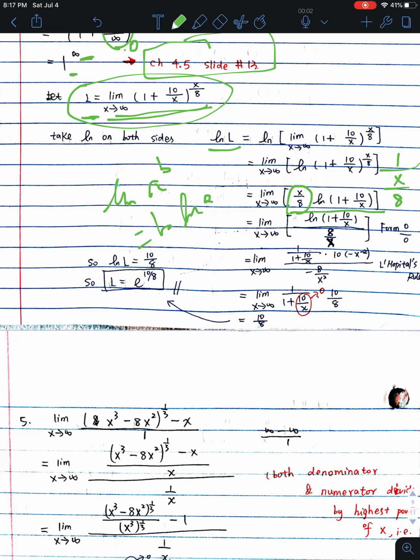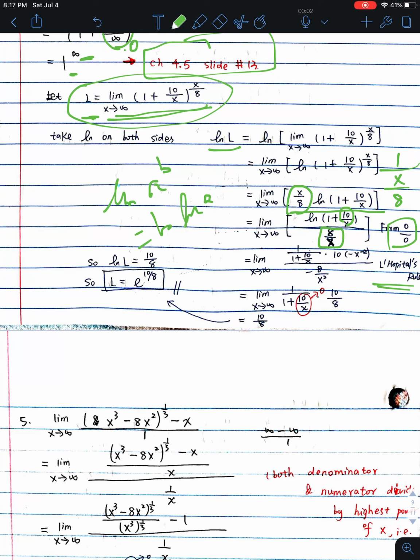So we just put x over 8 in the denominator. It becomes 1 over x over 8, and the top part stays the same, log of 1 plus 10 over x. Because when x goes to infinity, 10 over x becomes 0, and log 1 is just 0, so it becomes a 0 over 0 form. When it becomes a 0 over 0 form, we can apply the L'Hopital rule. So take the derivative of the numerator and denominator separately.